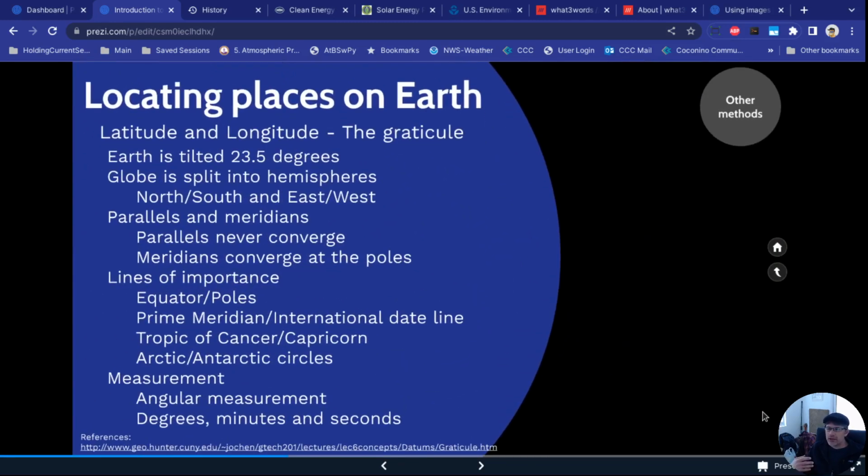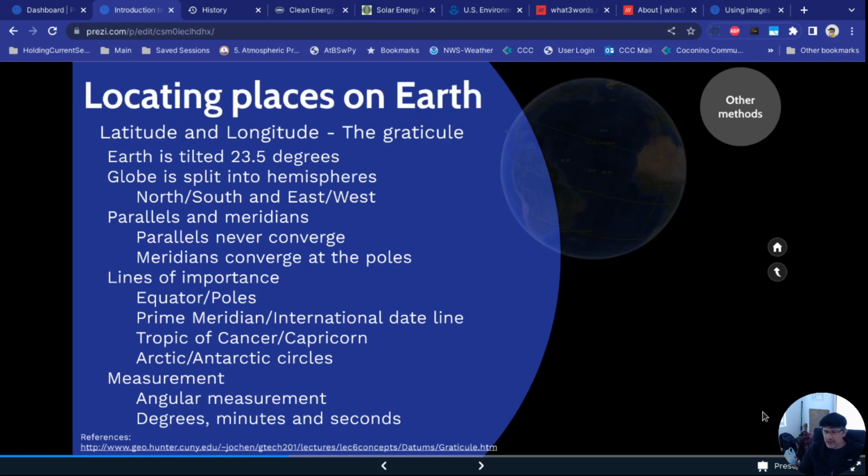When we talk about place location, we talk about the graticule. Typically, people will understand this as latitude and longitude, right? Every place on the surface of the Earth has a specific latitude and longitude. Since the Earth is a sphere, we make use of that latitude and longitude to find things on the surface of the Earth. The Earth is tilted at 23.5 degrees, and this has an impact on some of the specific lines that we're looking at, specifically the tropics and the Arctic circles, the Tropic of Cancer and Capricorn, and the Arctic and Antarctic circles.